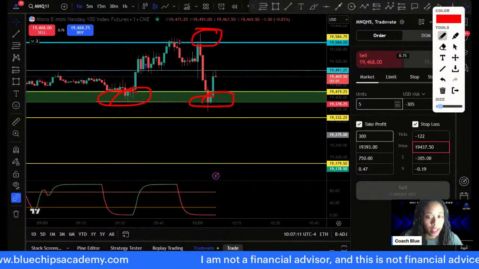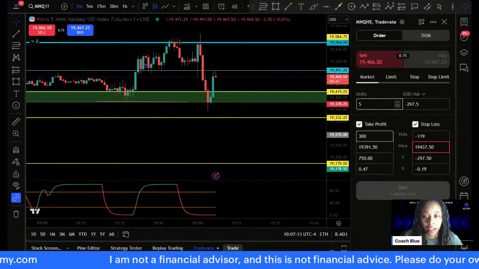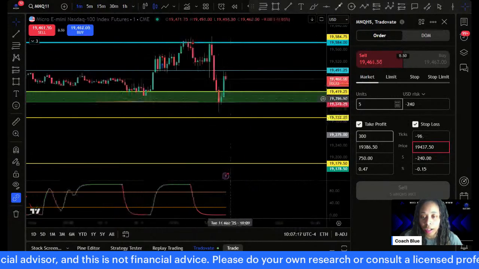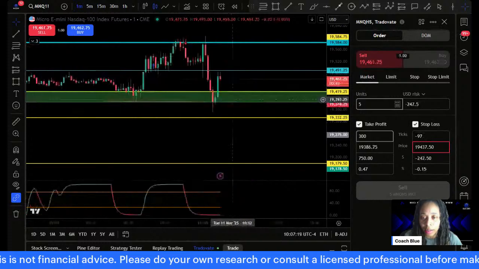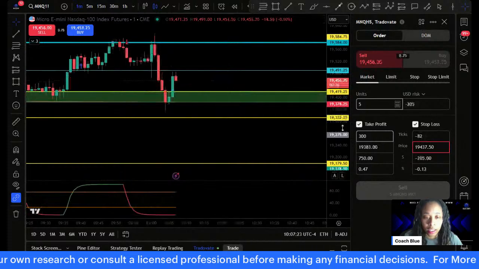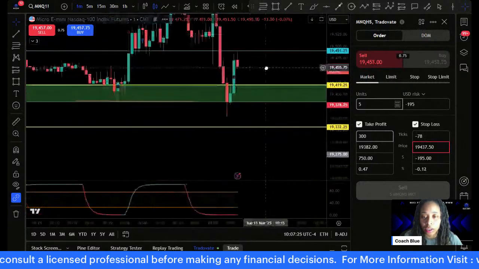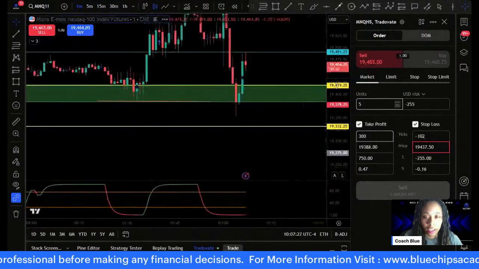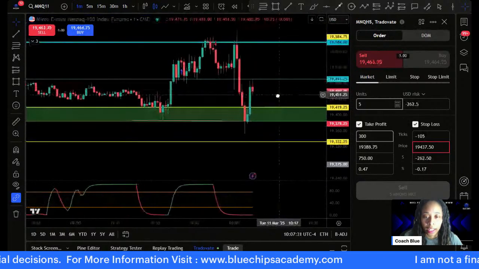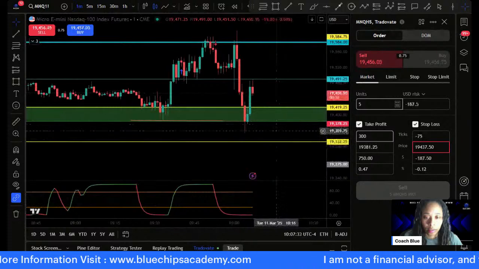So, let's see what happens. Let's see if they can get some continuation to the downside. But right now, we are stuck in this range right here. We are stuck in this range. And being patient and letting it play out is so important. Don't get anxious. Let it come to you.